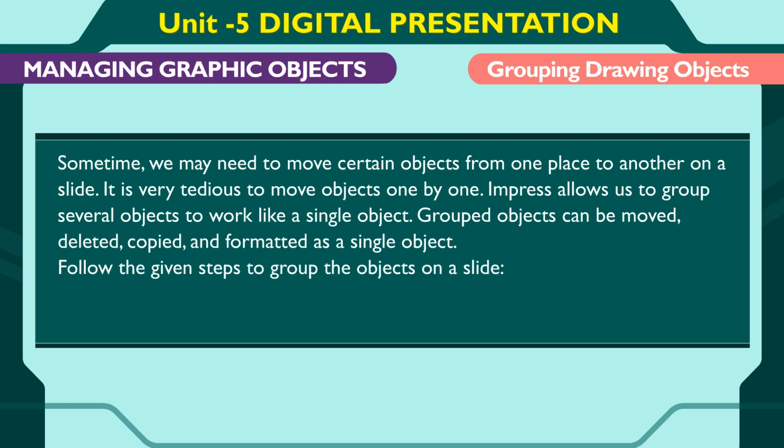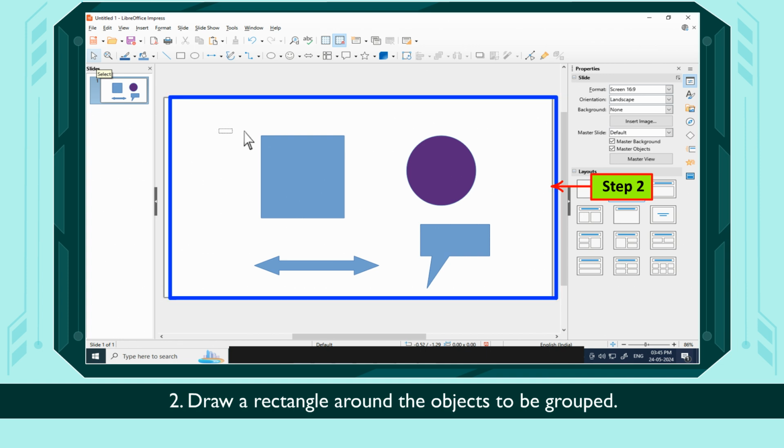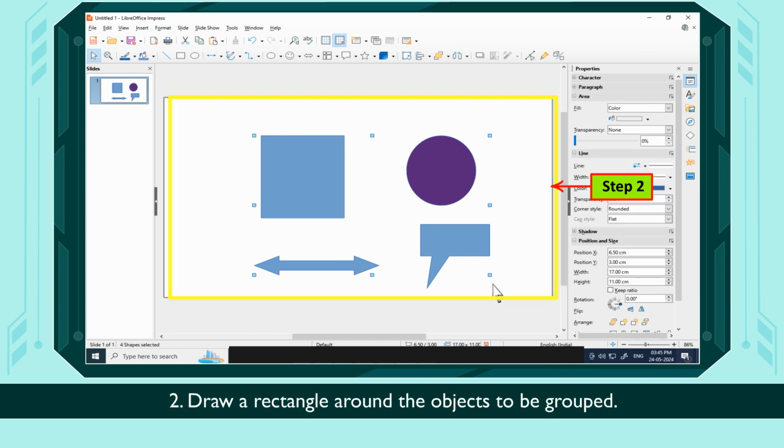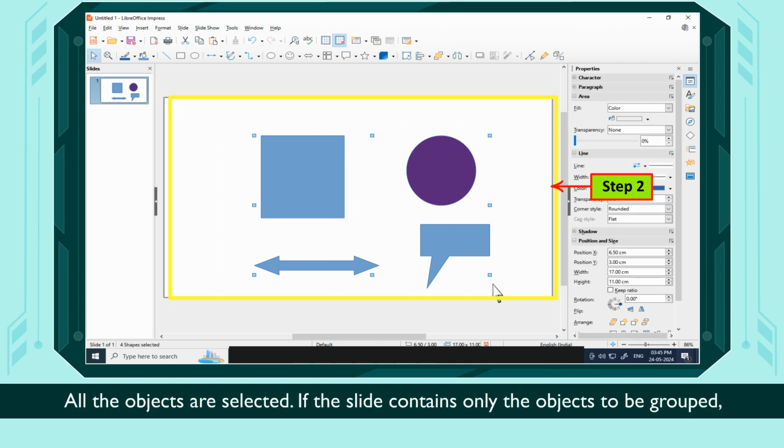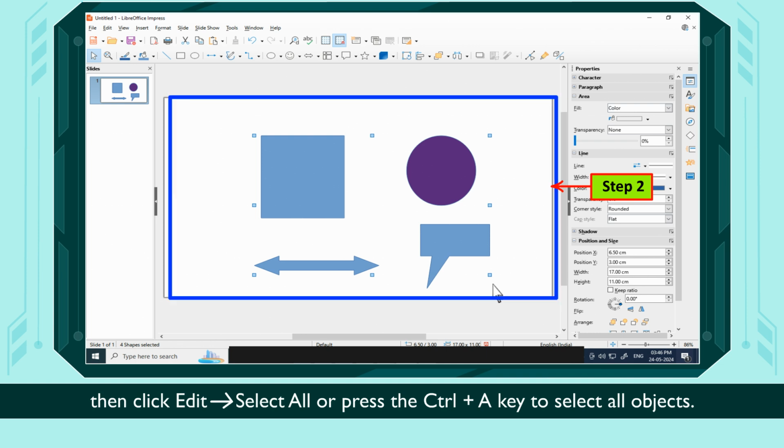Follow the given steps to group the objects on a slide. 1. Click on the Select tool from the Drawing toolbar. 2. Draw a rectangle around the objects to be grouped. All the objects are selected. If the slide contains only the objects to be grouped, then click Edit, then Select All, or press the Ctrl+A key to select all objects.